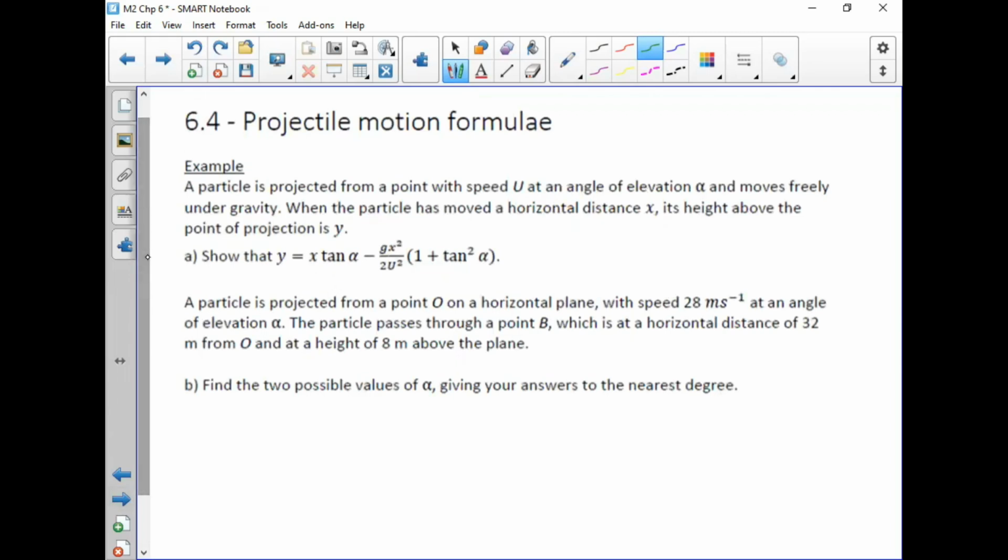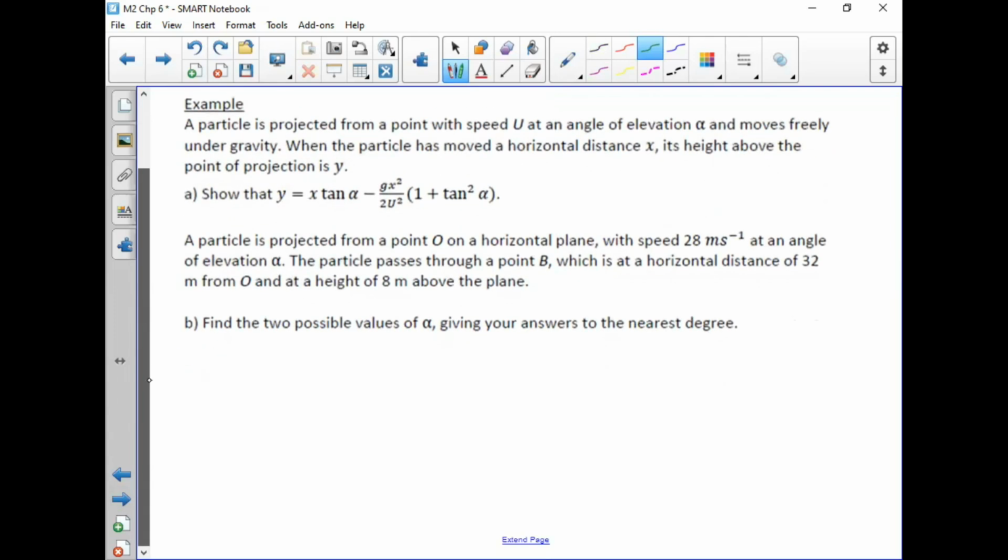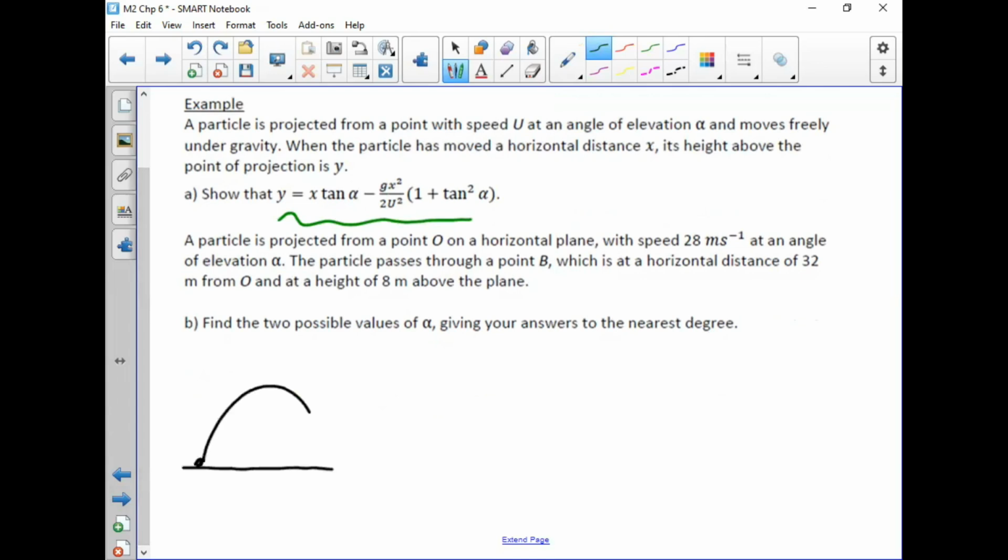Let's look at it more. A particle is projected from a point with speed u and an angle of elevation alpha, and moves freely under gravity. When the particle has moved a distance of x, its height above the point of projection is y. Show that y equals this equation. So we draw a little diagram if that helps. This time we're traveling to here. We know the speed is u, the angle is alpha.